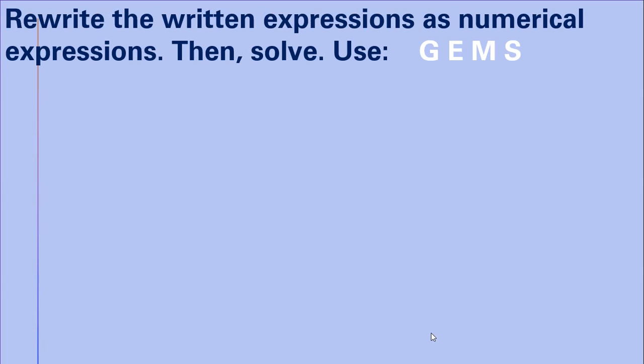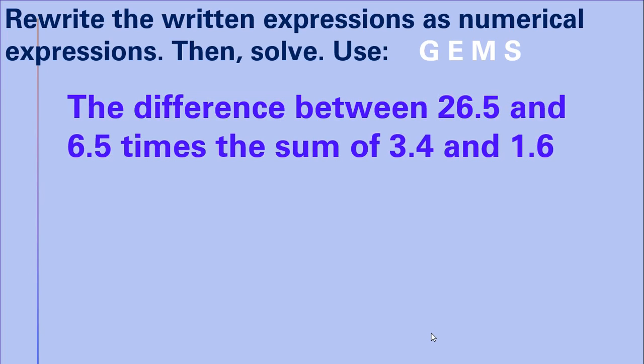All right, let's rewrite the written expressions as numerical expressions and then solve. We have here the difference between 26 and 5 tenths and 6 and 5 tenths times the sum of 3 and 4 tenths and 1 and 6 tenths. Well, the difference we know is the answer to a subtraction problem. In order to get an answer, we're going to have to put our numbers in parentheses so that we know to do that first. Times is multiplication, and the sum is the answer to an addition problem.